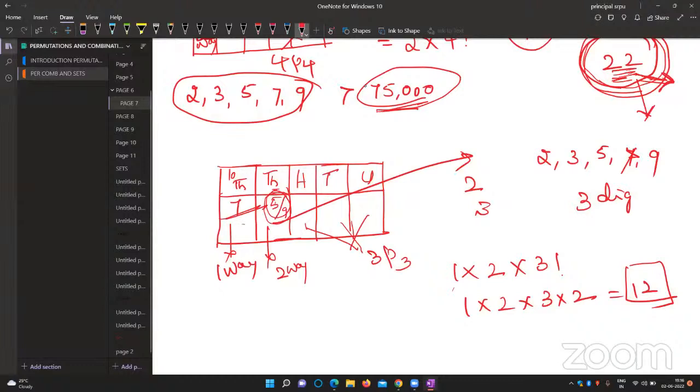So 2 digits are gone. Now we are left with 3 digits and we have to fill the 3 places. Any number you can write there. So therefore, we can form 12 five-digit numbers which are greater than 75,000.